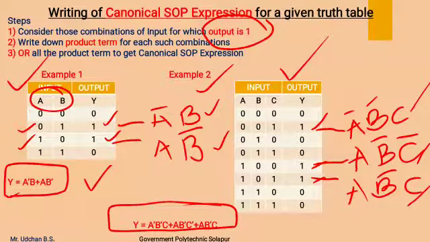Now as we are writing the expression in SOP form, we have written the 0 in the form of complementary variable and the 1 in the form of normal variable.